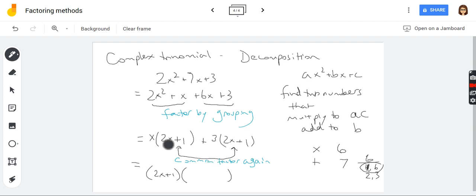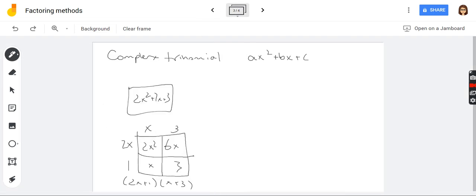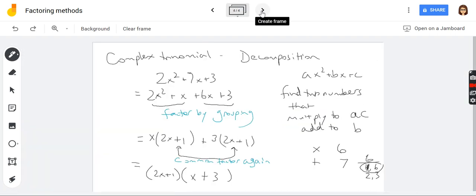This part of the expression, x times 2x plus 1, divided by my greatest common factor, 2x plus 1, leaves me with just x. And 3 times 2x plus 1 divided by 2x plus 1 is just 3. And so now I have factored it. And you see my answer is the same as on the previous board. It's just another method.